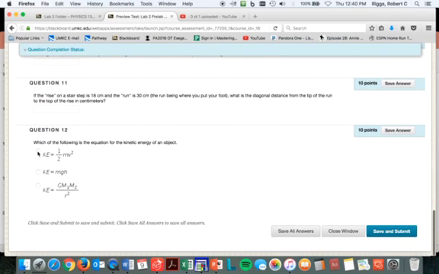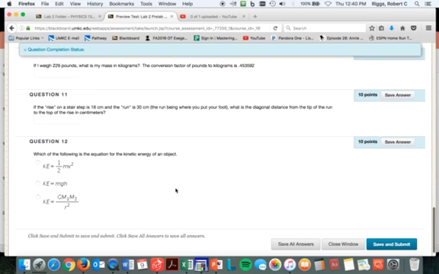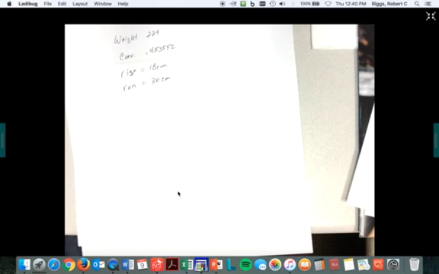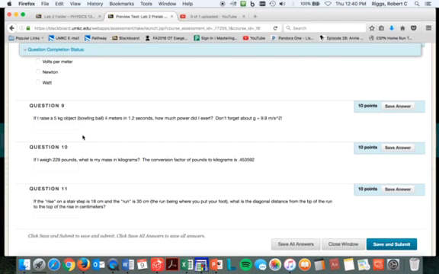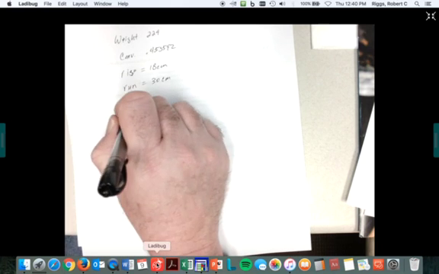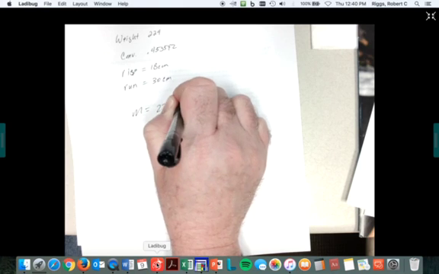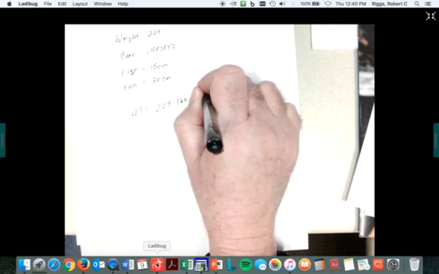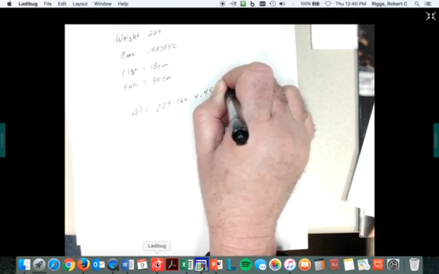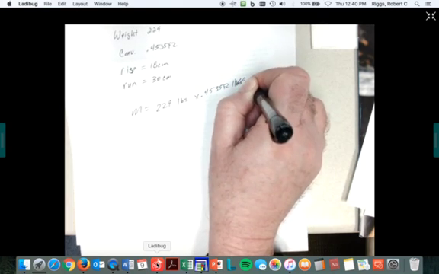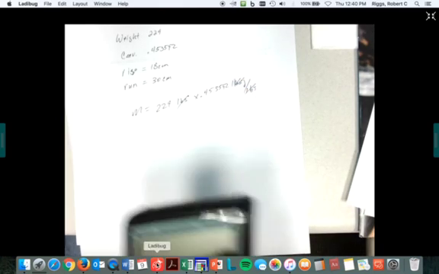Okay, here's the equation for kinetic energy, and I think that's where we end. All right, so now let's take a look at this. Let's go back real quick. Sorry. Okay, if I weigh 229, what's my mass in kilograms? So my mass is 229 pounds times 0.453592 kilograms per pound. So the pounds cancel, and you just multiply those two numbers together.